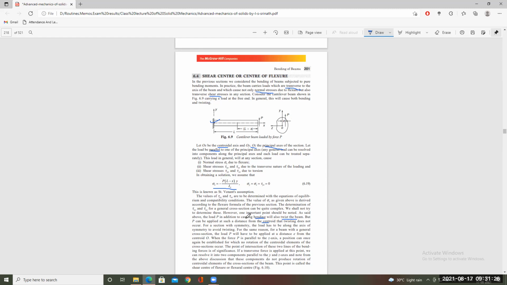So if the load is applied through the center of this symmetrical axis, it will not twist through the centroid. It will not twist at all on a section with symmetry. For a section with symmetry, the load has to be along the axis of symmetry, which means acting along the CG, so that we do not have any twist.